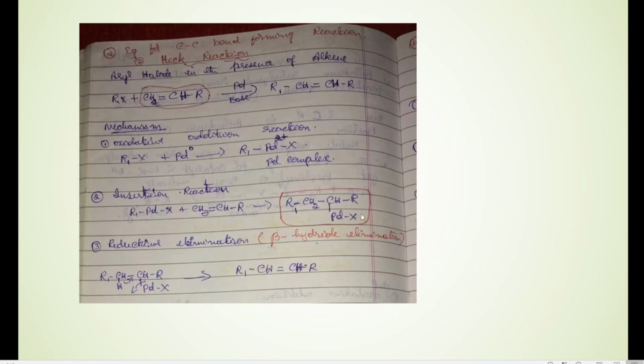Next example for carbon-carbon single bond forming reaction. One more example is Heck reaction. So here we are taking aryl halide in the presence of alkene and with palladium catalyst in the presence of a base. We get this new compound where there is a new carbon-carbon single bond formation, as you can see here. So this is RX, which is an aryl halide, and then we're taking an alkene, CH2 double bond CHR, an alkene and palladium in the presence of base.